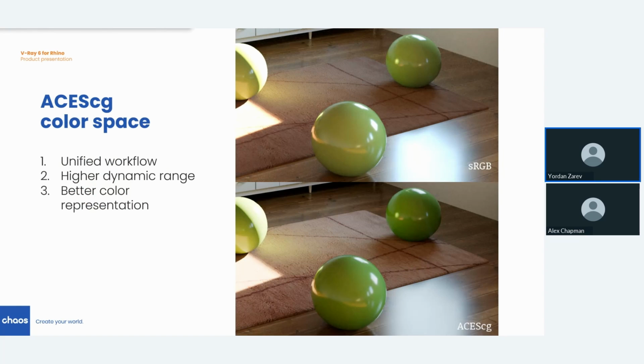And there are a few additional advantages in the sense that the ACEScg color space has a much higher dynamic range. So if you take a look at the comparison, you can see that in places like the highlights, you're getting a lot less burned out colors. And again, in places where there is high contrast, you can see that there really isn't any hue and saturation shift that you would get when you're rendering in sRGB color space.